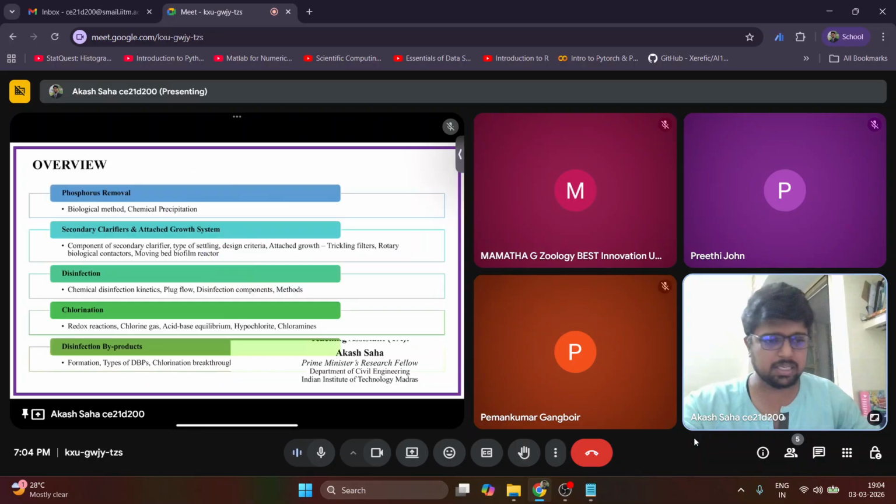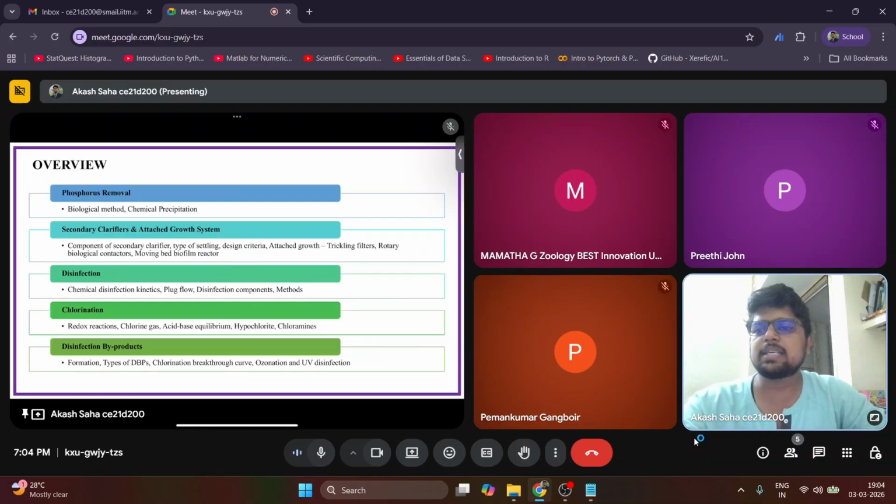So let us quickly see the contents of week 6. We started with phosphorus removal, basically the biological phosphorus removal process, and then we also looked into chemical precipitation. We also learned about the secondary clarifiers and different types of attached growth systems like the trickling filter, rotating biological contactors, and the moving bed biofilm reactor. The moving bed biofilm reactor is nothing but a modification of ASP. Then we looked into some disinfection systems.